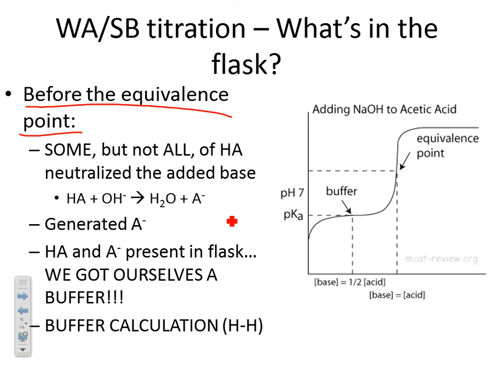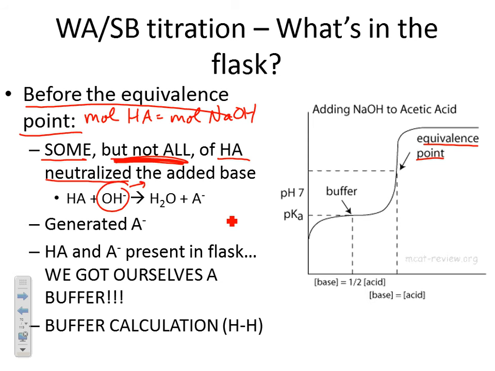The equivalence point is when moles of our weak acid equal moles of our sodium hydroxide, when moles of acid equal moles of base. If we're before that point, then some, but not all, key critical point, of our HA has been neutralized. Some but not all of our HA has been neutralized. The OH minus is our limiting reactant, so it's getting completely used up. We're not going to have any hydroxide in our flask at that point, because it's the limiting reactant and goes completely away. And we've used up some of our HA through this reaction. This is a neutralization reaction.